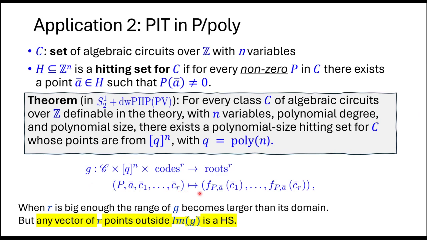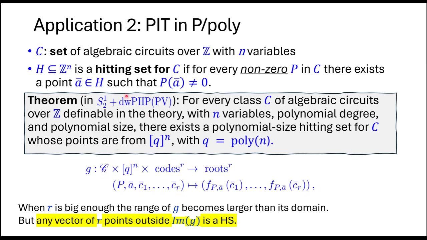So if there is a point, it's not hard to show that any vector of R points outside this G is going to be a hitting set, right? Because the set G is taking circuits, and for each circuit which determines a polynomial, just output all its roots. So a point outside it will be a hitting set, because it will not be in the set of roots of any polynomial size circuit. So it's simple to see.